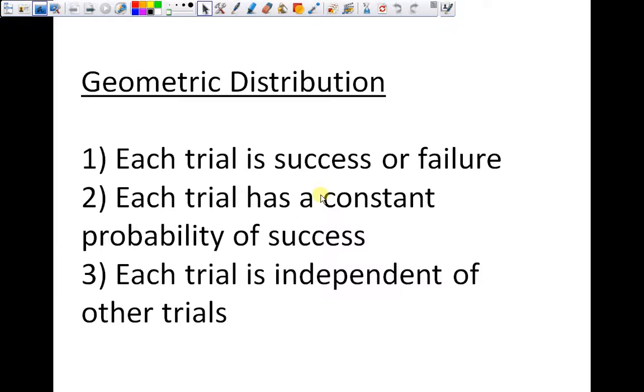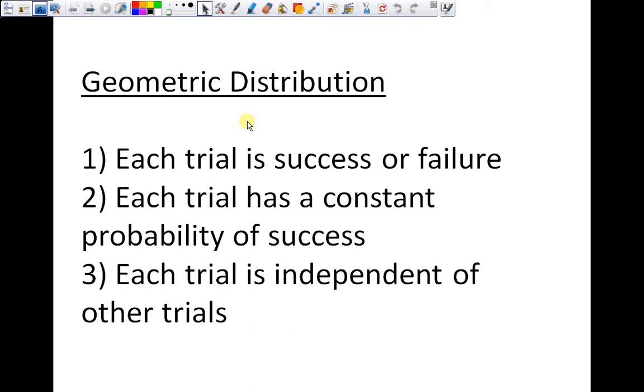The geometric distribution is similar to the binomial distribution. We can look at the conditions first. Number one, each trial is either a success or failure. That was just like the binomial distribution. Number two, each trial has a constant probability of success. And three, each trial is independent of other trials. So the first three conditions are the same as the binomial distribution.